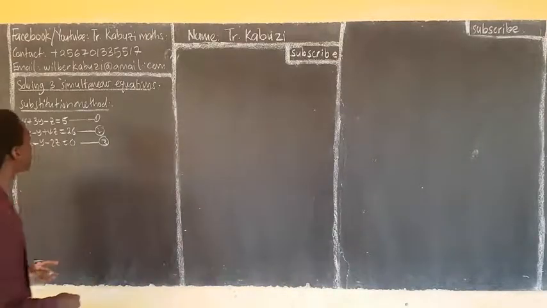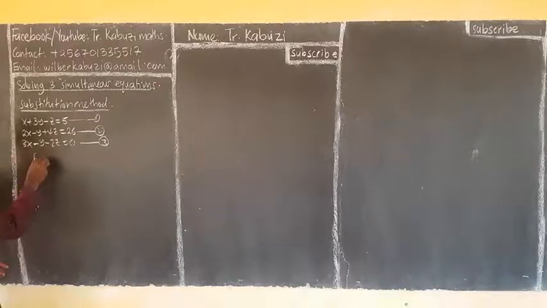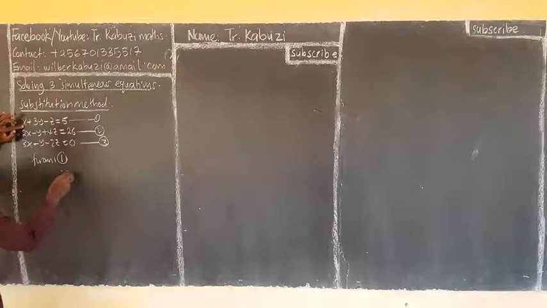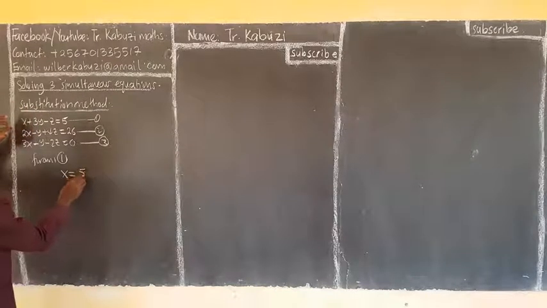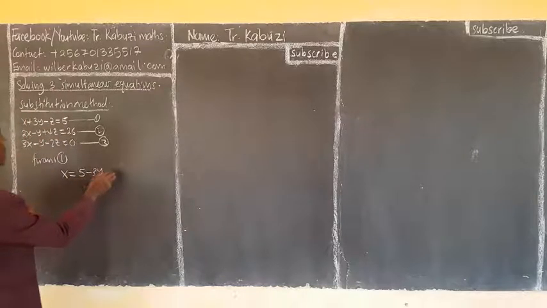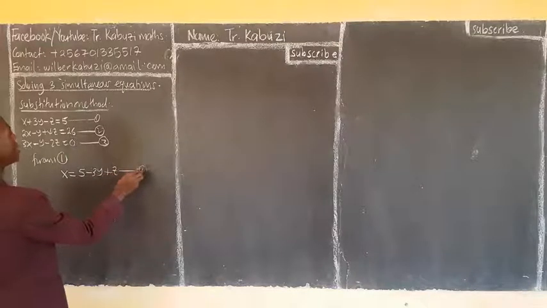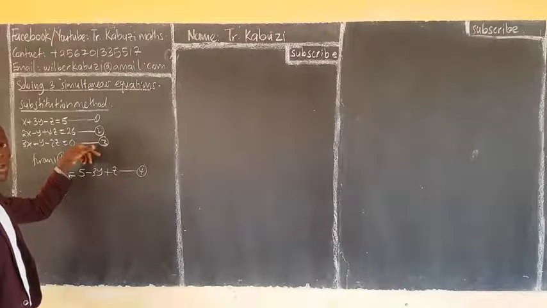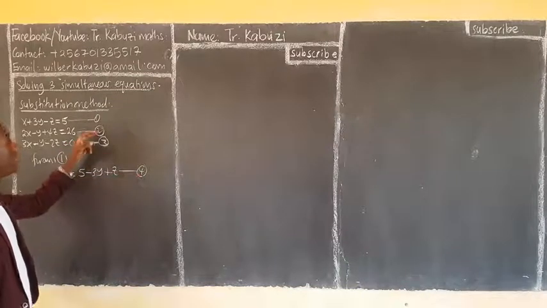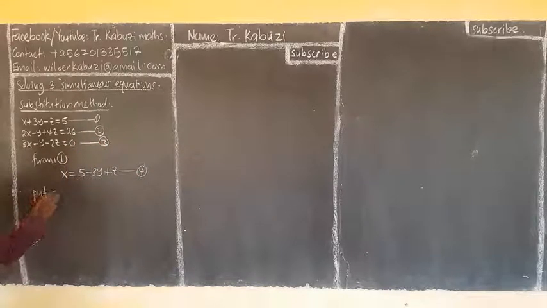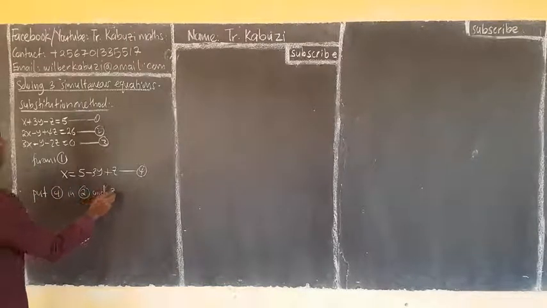So from equation 1, you see if I make x the subject, I have x now equaling 5. When I take this side, it becomes minus 3y. When I take this side, it becomes plus z. And this one becomes equation 4. Now after using equation 1, I'm substituting in the other 2. Meaning that now I'm going to substitute 4 in 2 and 3. So now I put 4 in 2 and 3.